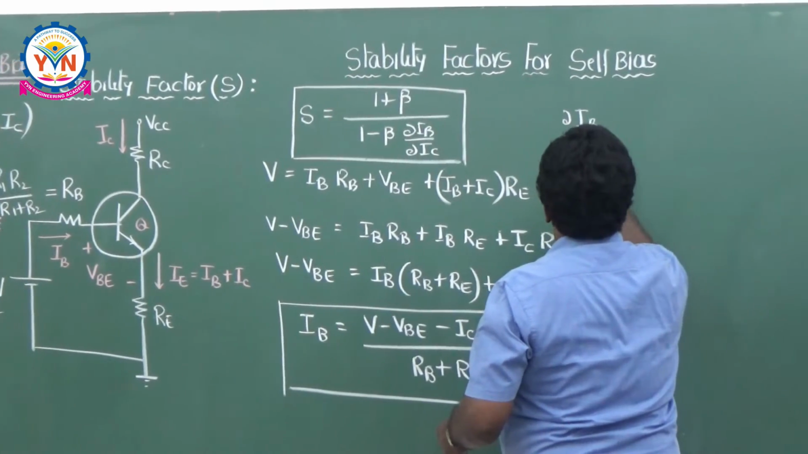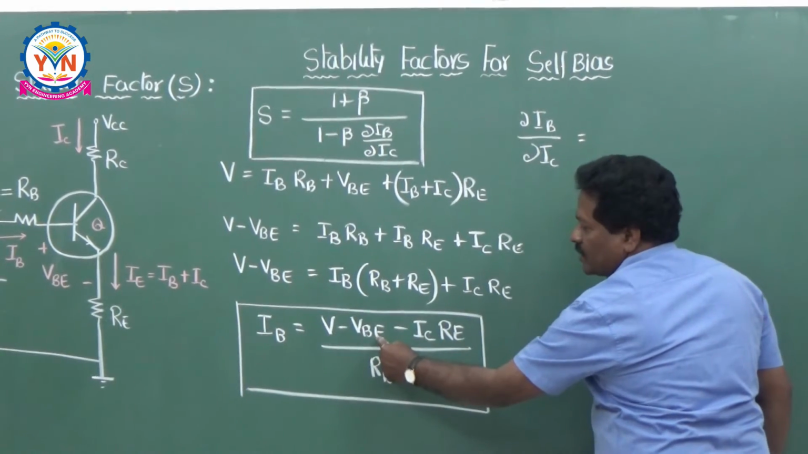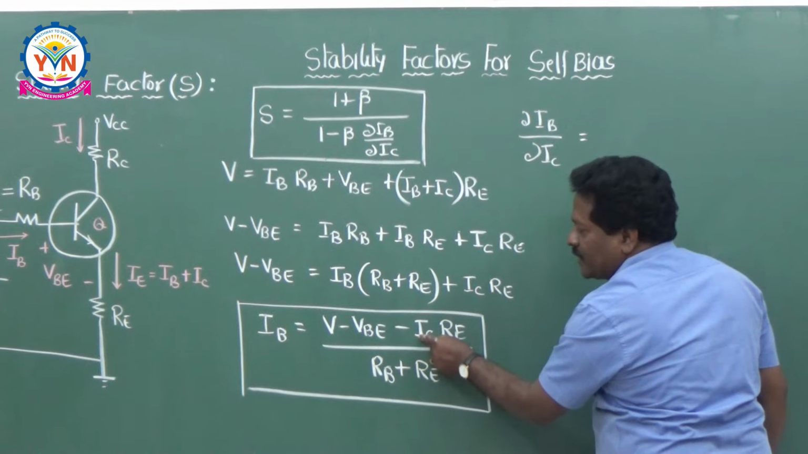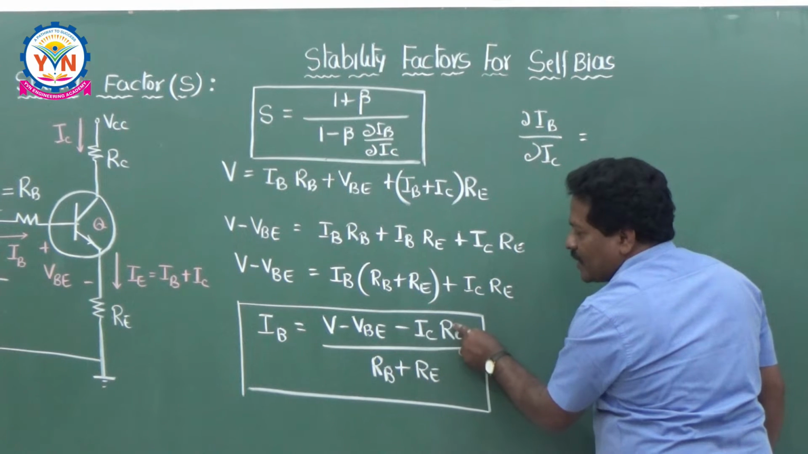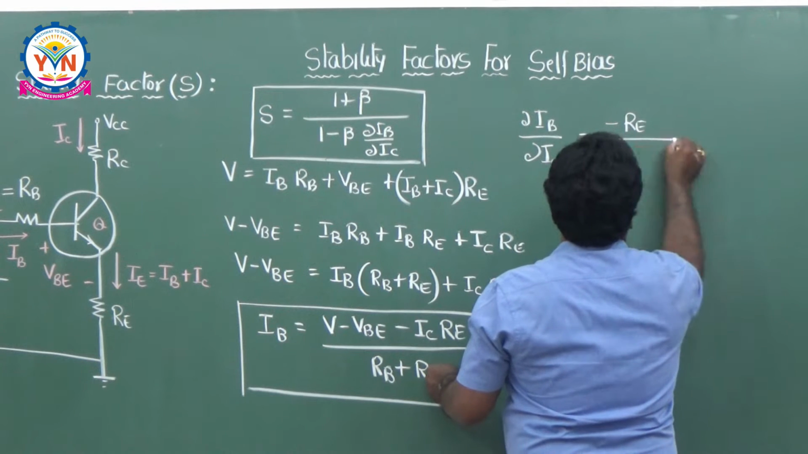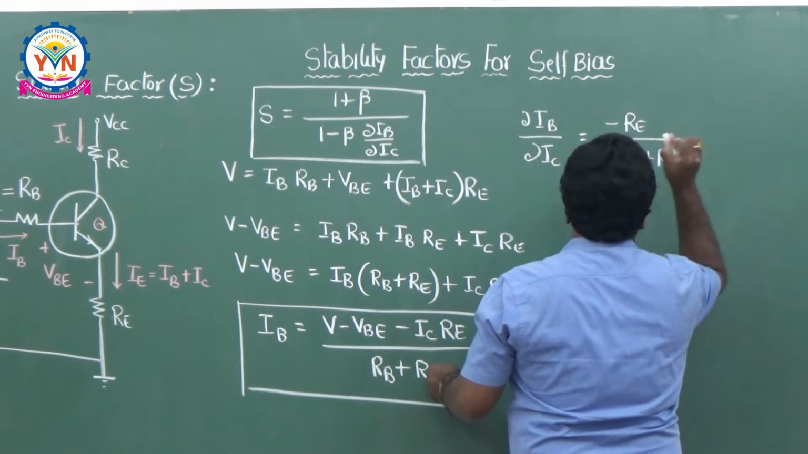is equal to, how much is the value? It is constant, 0. It is also constant, 0. The only thing is this term which comes into the picture. With respect to IC, it becomes 1. That is why minus RE by RB plus RE. So, this is the factor we require to calculate S.